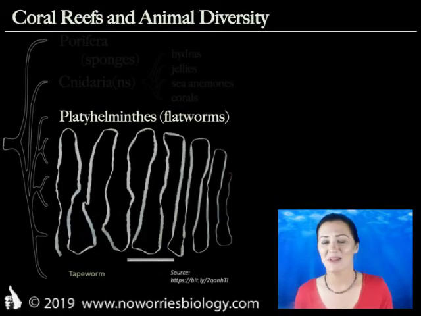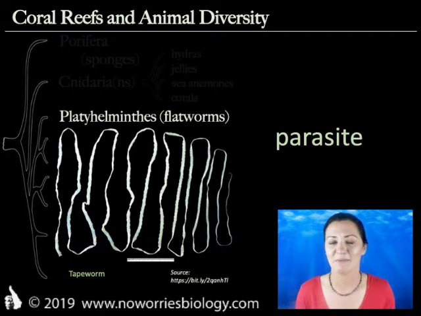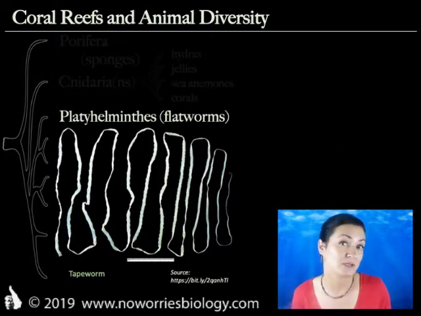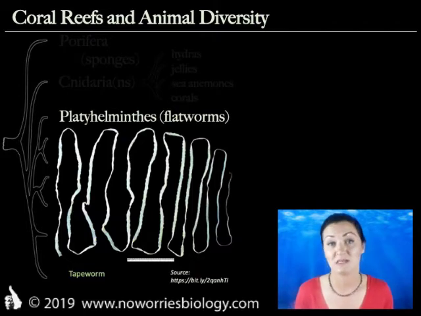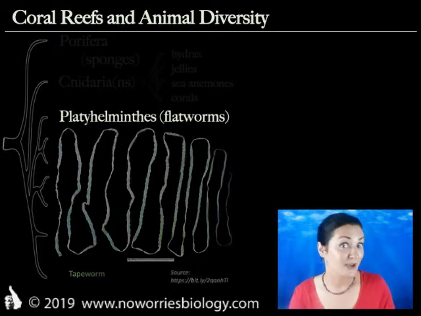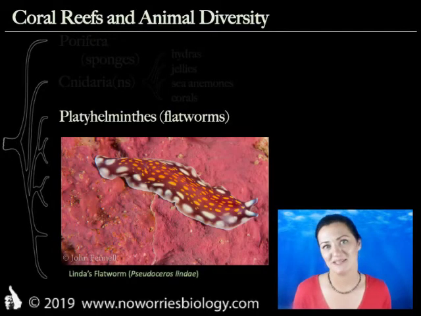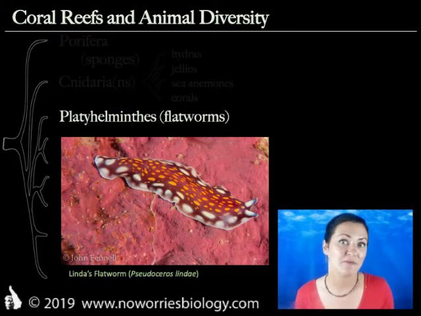Tapeworms, who live as internal parasites in other animals and who can grow up to several meters long, are amongst the approximately 20,000 species in this group. And they may well be present at a coral reef in the digestive tract of some fish. But there are also free-living flatworms to be found in a coral reef, like this colorful species called Linda's flatworm or Pseudocerus lindae.